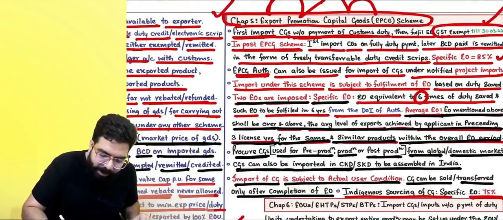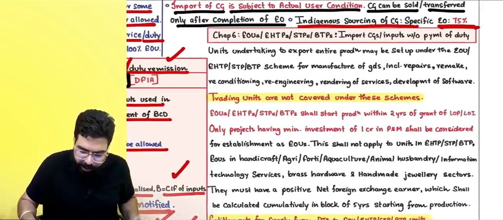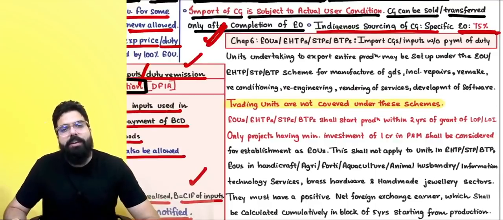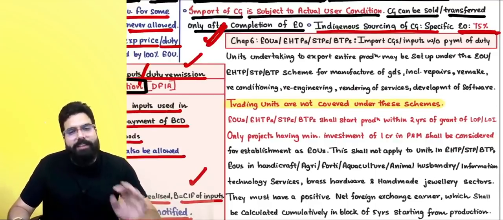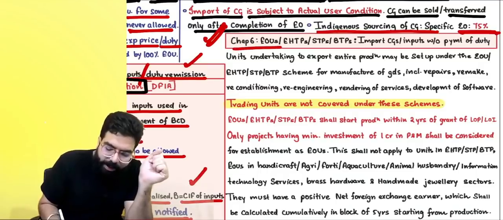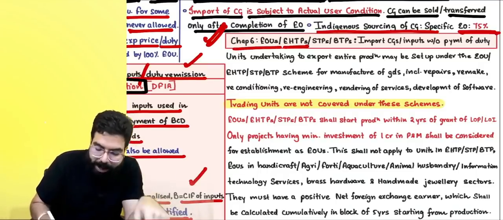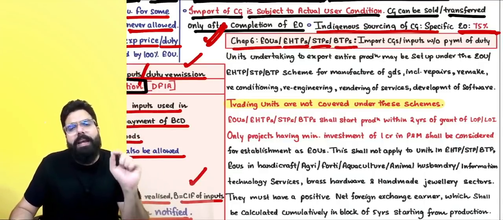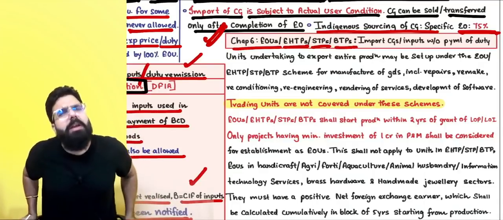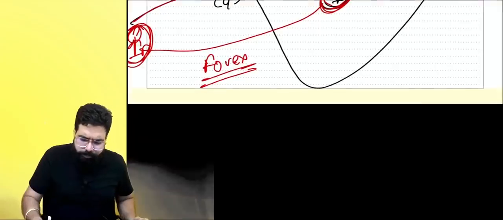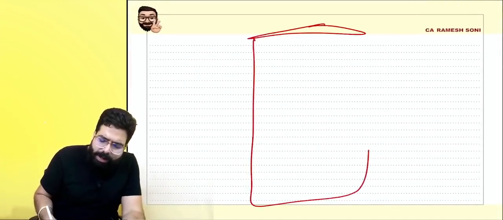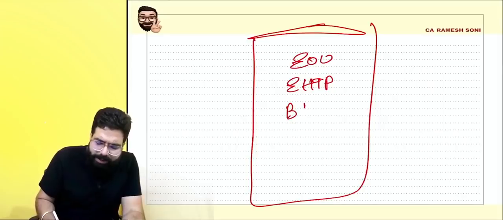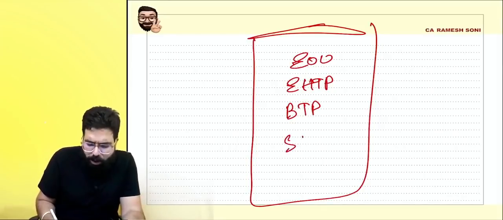Here we are done with chapter number 5. Now everyone to your chapter number 6. What is chapter number 6? Chapter number 6 goes ahead and talks about, sir, EOU, ESTP, export oriented units, electronic hardware technology park, software technology park, biotechnology park. Baba, they are told that, sir, they are given immense support. Can you tell me why is a EOU there, or why is a ESTP there? Why it is a BTP, Biotechnology Park, or Software Technology Park?